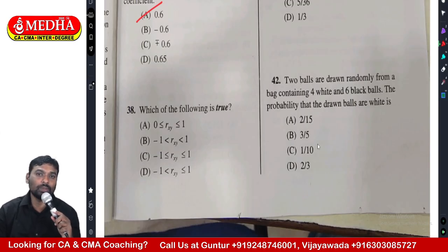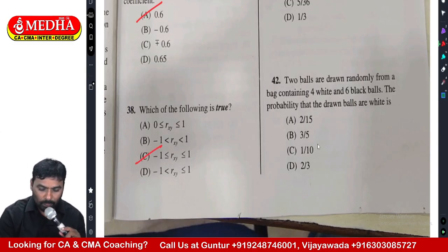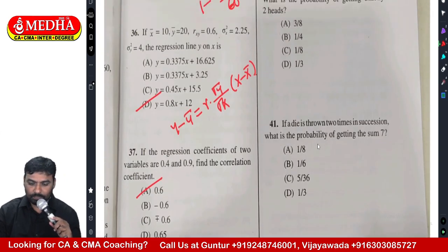The correlation coefficient R always lies between -1 and +1, including both, including -1 and including +1. So option C is correct.